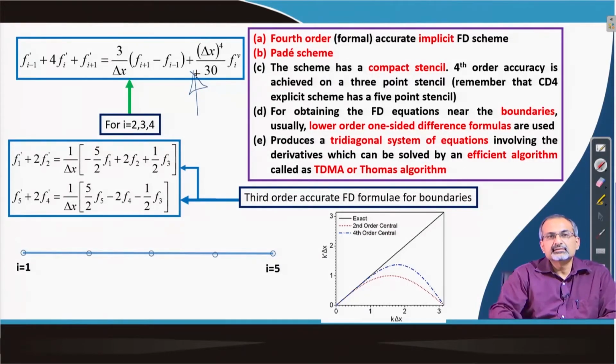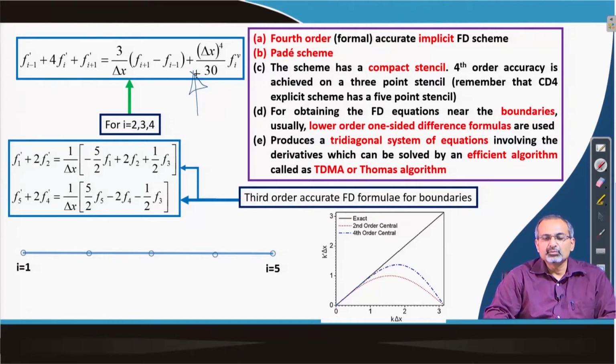And we can show that this gives us a fourth order formally accurate implicit finite difference scheme, because we cannot obtain the value of the first derivative, say at the grid point i, which is the reference grid point, from this equation alone. We have to solve a system of simultaneous linear equations in order to obtain the values of the derivatives, not only at that point, but all the remaining points in the domain simultaneously. And we can also show that it has fourth order accuracy.